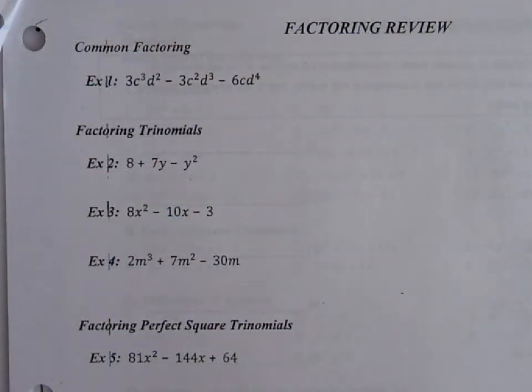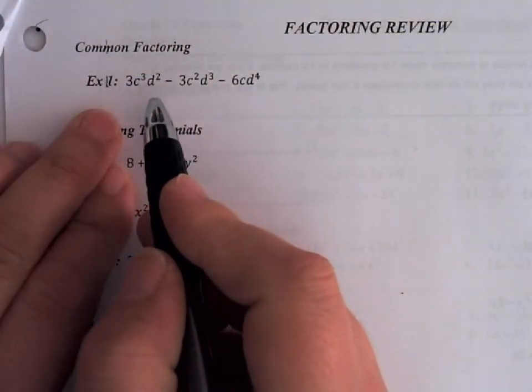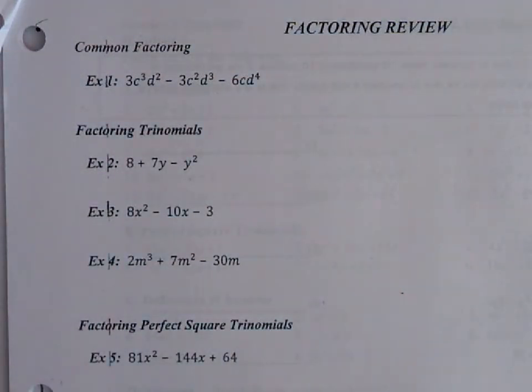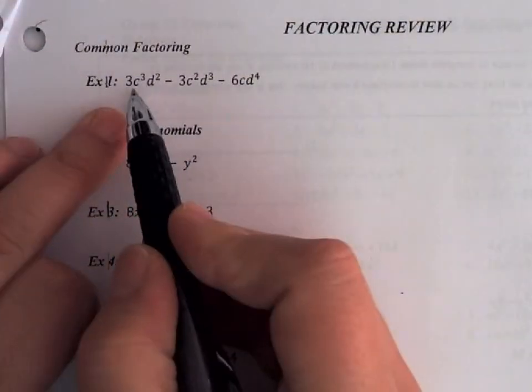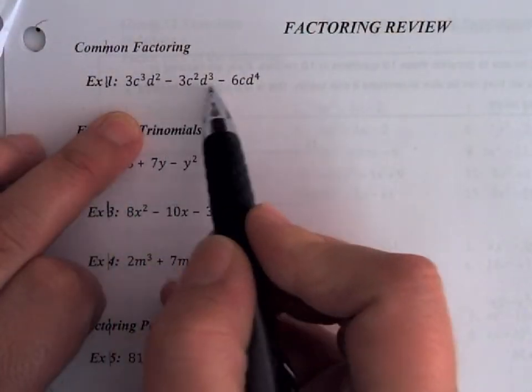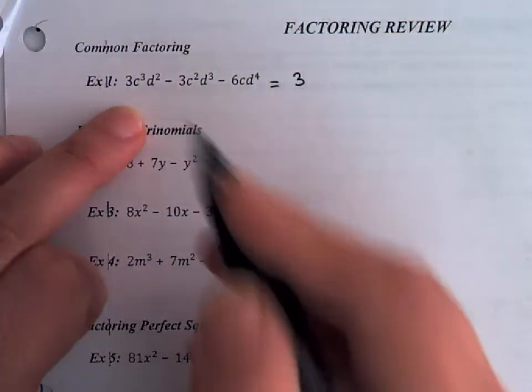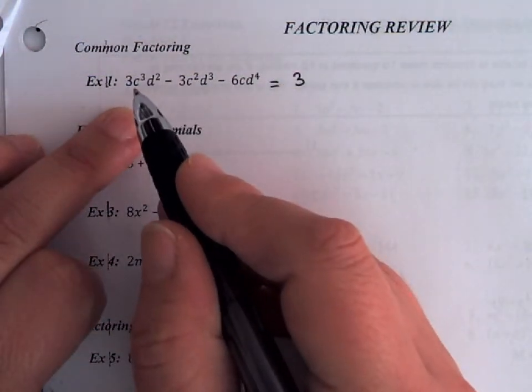Alright, so let's start with common factoring. Okay, so you already know it. First we look at all the terms and consider the numbers first, find the common factor, and then look at all the different variables. So we see that, for example, 3, 3, and 6 have a common factor of 3, so we take it out. Then we'll look at the variable c.